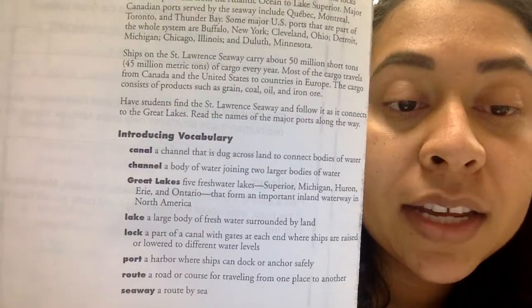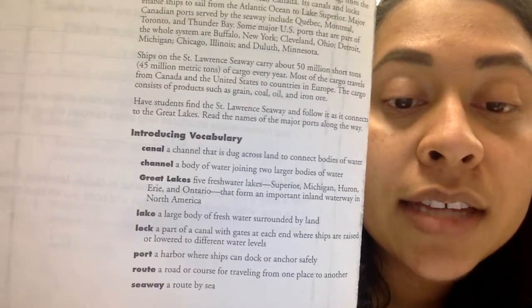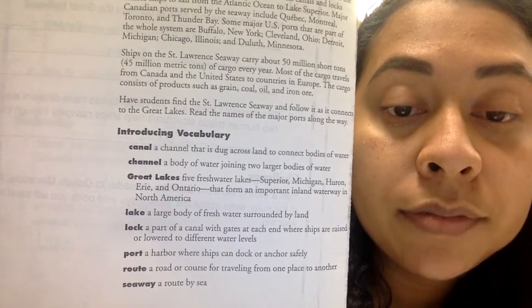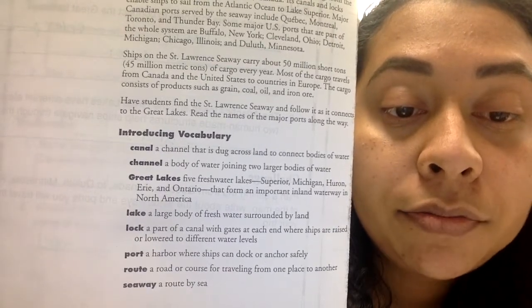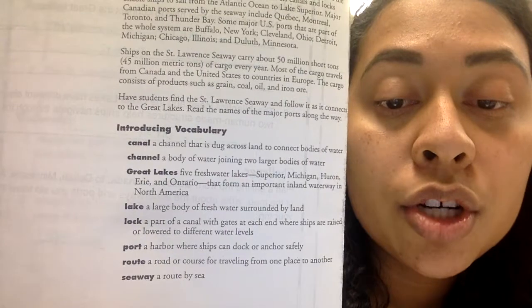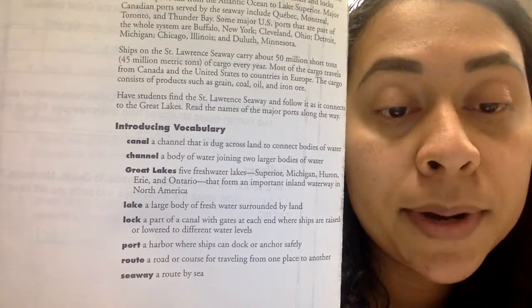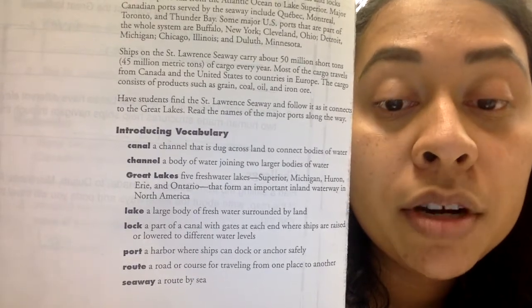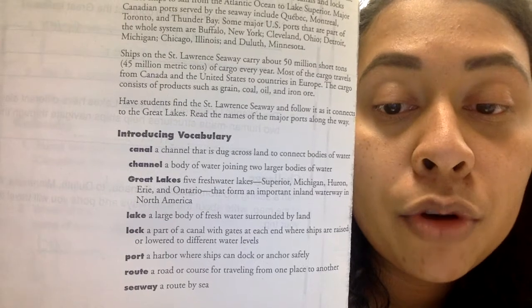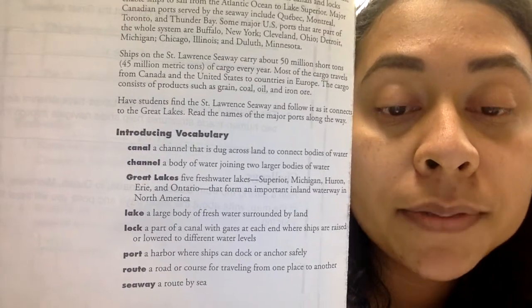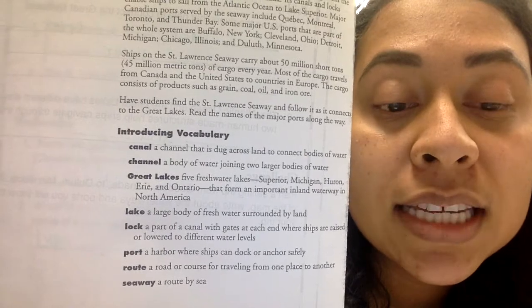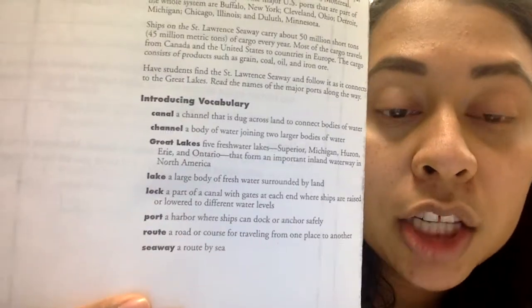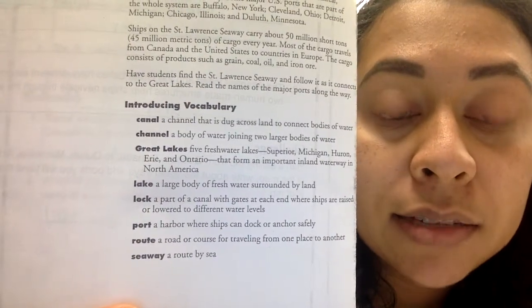Introducing vocabulary. A canal. A channel that is dug across land to connect bodies of water. A channel. A body of water joining two larger bodies of water. Great Lakes. 5 freshwater lakes are Superior, Michigan, Huron, Erie, and Ontario, that form an important inland waterway in North America. Lake. A large body of fresh water surrounded by land.